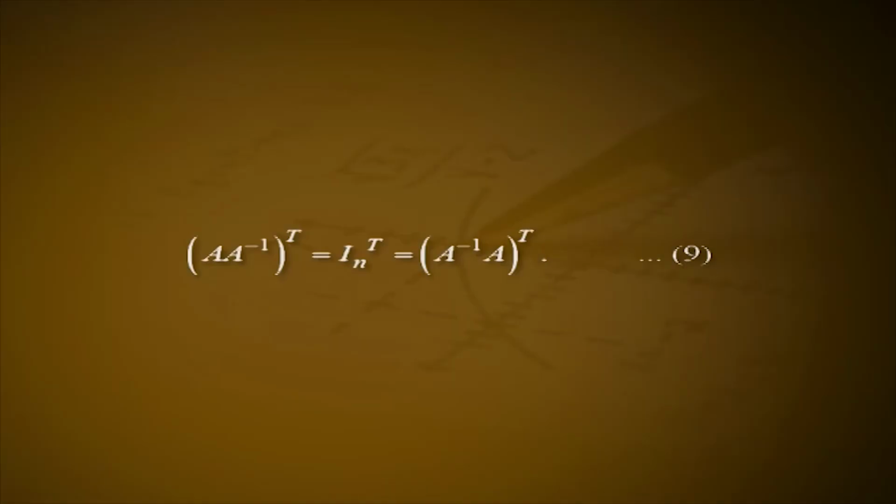We have the identity A into A inverse is equal to In is equal to A inverse into A, equation 8. Taking transposes of matrices in equation 8, we obtain transpose of A into A inverse is equal to In transpose is equal to transpose of A inverse into A, equation 9. Using the reversal law of transposes, equation 9 can be written as transpose of A inverse into A transpose is equal to In is equal to A transpose into transpose of A inverse, equation 10. Now, equation 10 shows that transpose of A inverse is the inverse of A transpose. This completes the proof of the theorem.